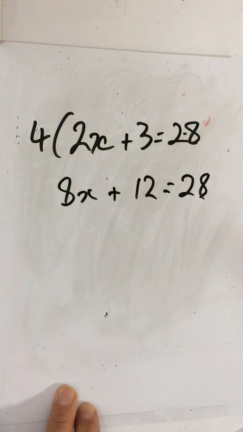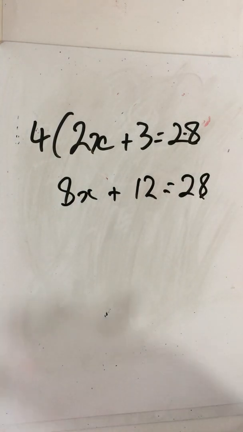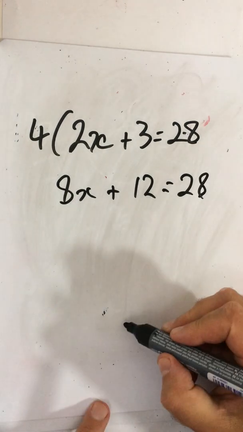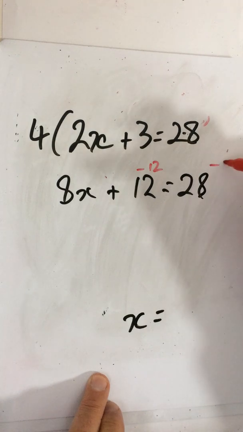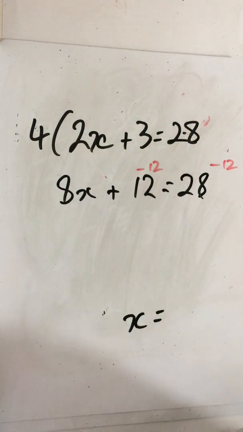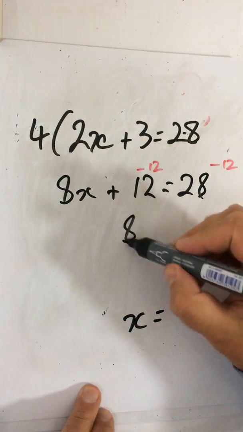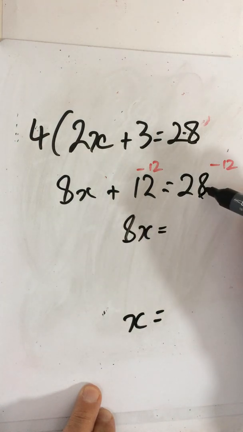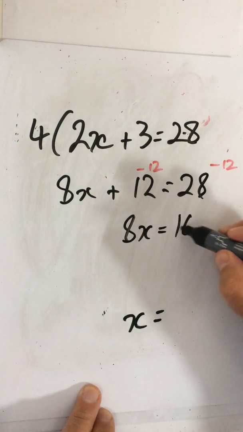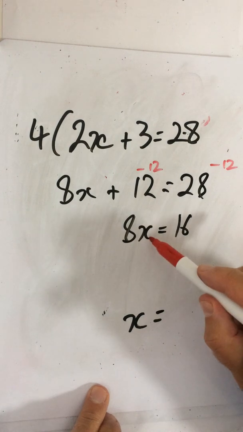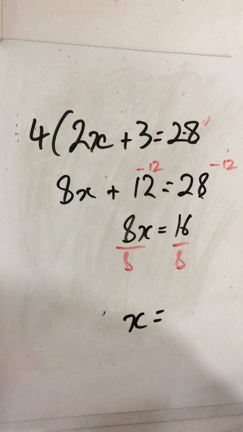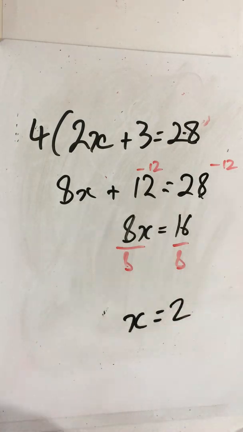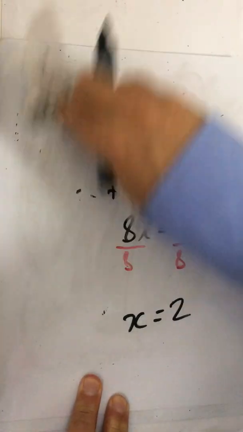Then I do the same thing. Same rules apply. I want to be left with x on this side of the equation. I'm going to minus 12 to both sides, okay, that leaves me with 8x. 28 take away 12 is 16. This is 8 times x, so I'm going to divide and do the opposite. I have to do the same to both sides. X equals 2. Okay.